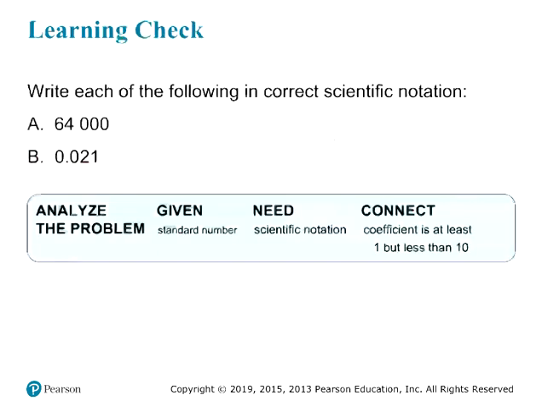So let's do an example problem. Let's write each of the following in correct scientific notation. So we have 64,000 for our first value, and then we also have 0.021 for our second value. So if you want to pause the video and try this on your own first, definitely do that. And when you restart the video, we'll go over the problem.